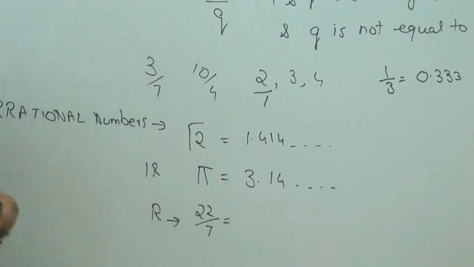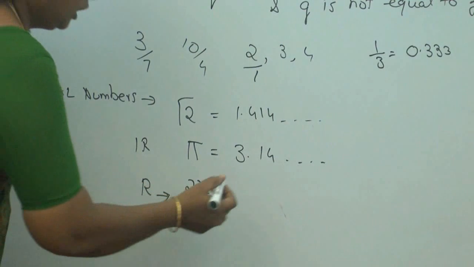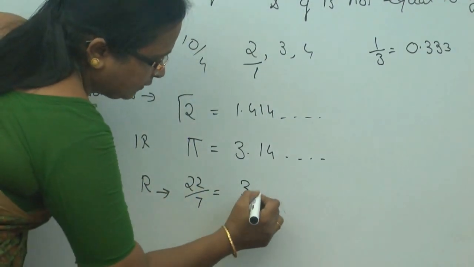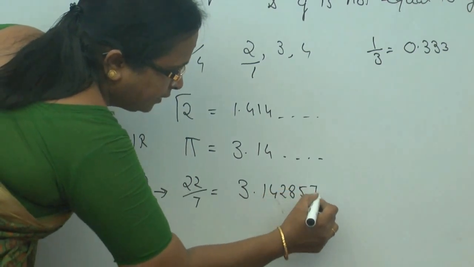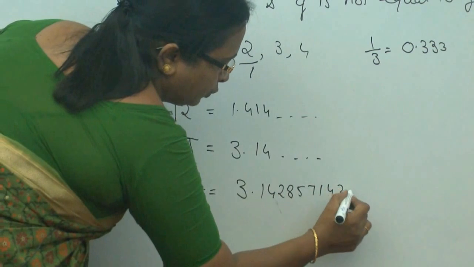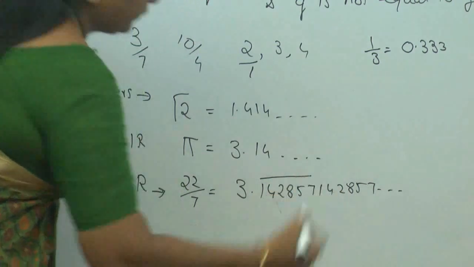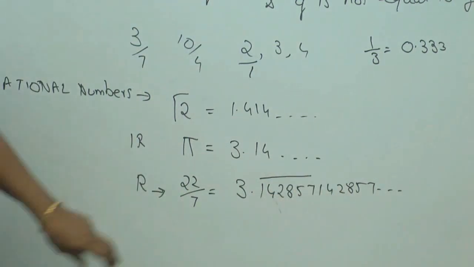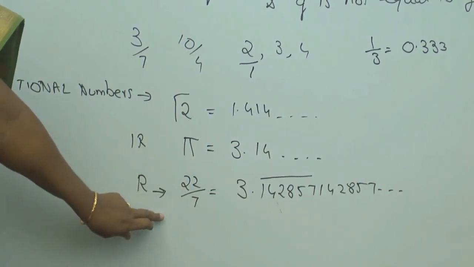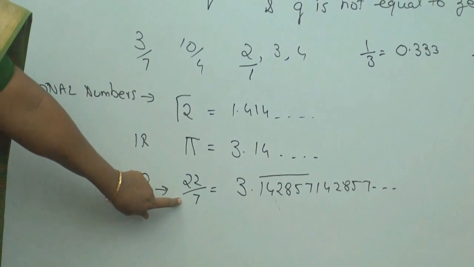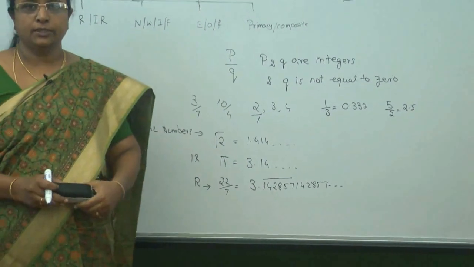It is irrational. At the same time, 22 by 7, which is also taken as pi, is a rational number, because what is the value of 22 by 7? It is 3.142857, and then again 142857 and so on. So it repeats. You can see that it repeats after 6 digits. So this value is a rational number, whereas pi is an irrational number. So that's the difference. But generally we use 22 by 7 as pi, because to calculate we need some approximate value. So this is an approximate value of pi, it is not the exact value of pi.